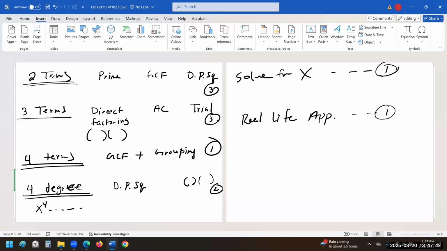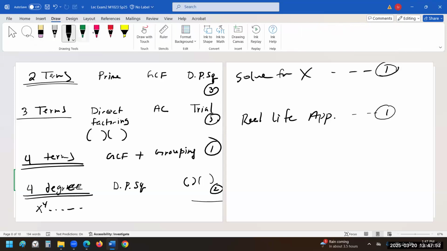A ball is thrown somewhere, those things. So I forgot how many we have total. 5, 6, 7, 8, 9. Total 9 factoring, 1 solving, 1 application. So 9, 10, 11. 11 questions from chapter 6. And then many questions from your exponent rules.